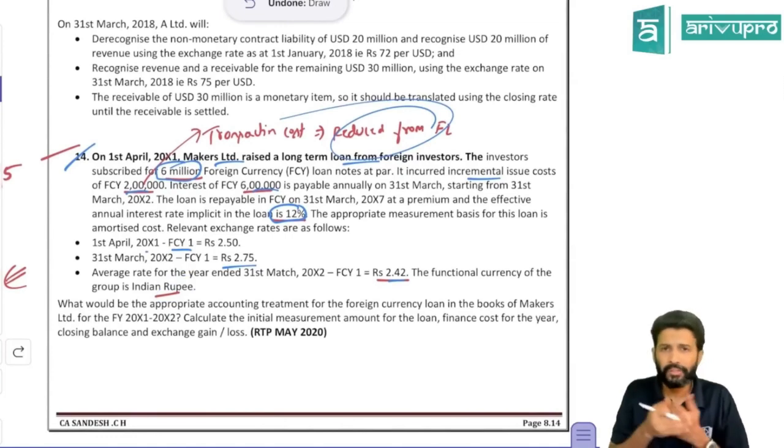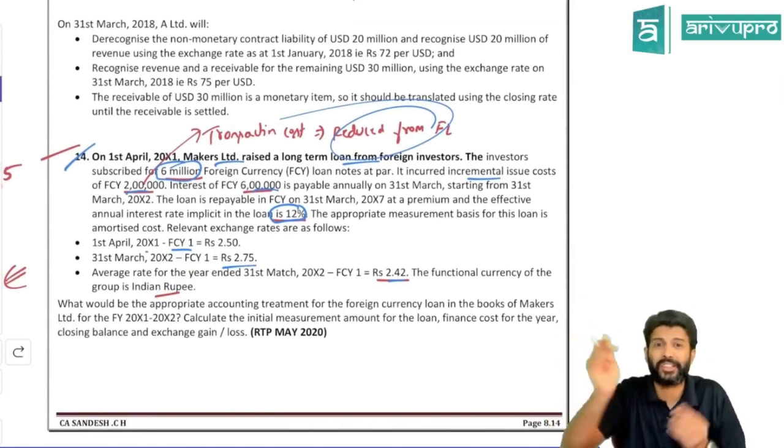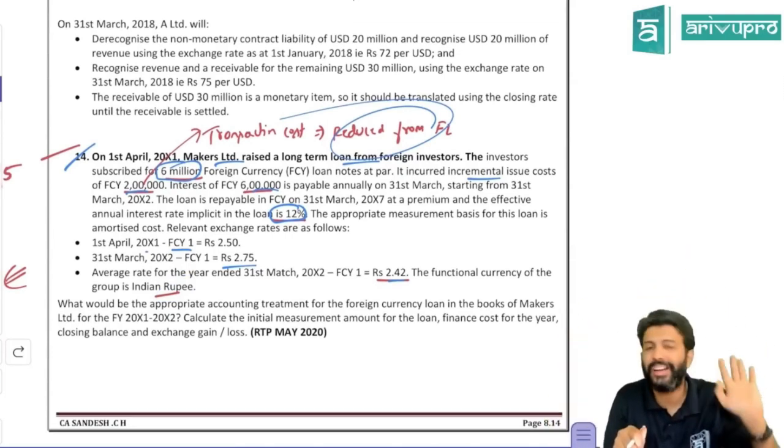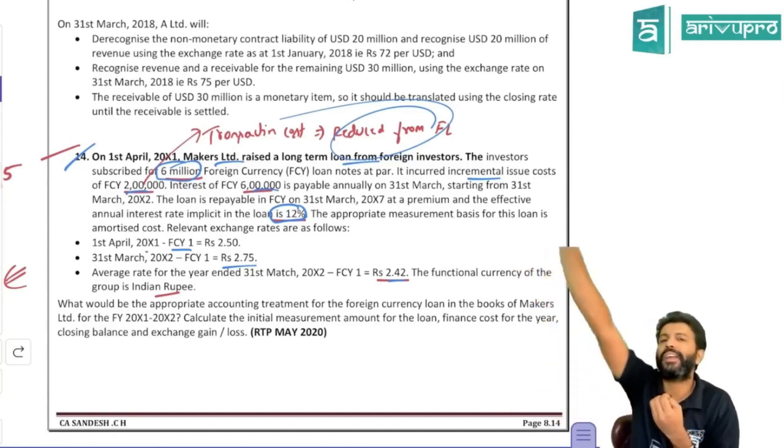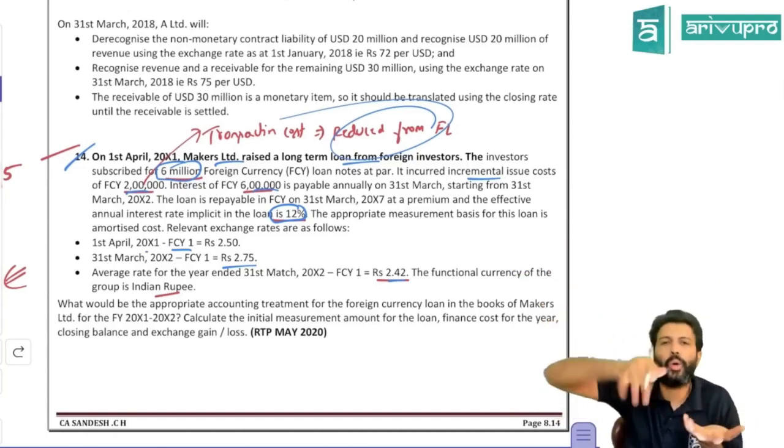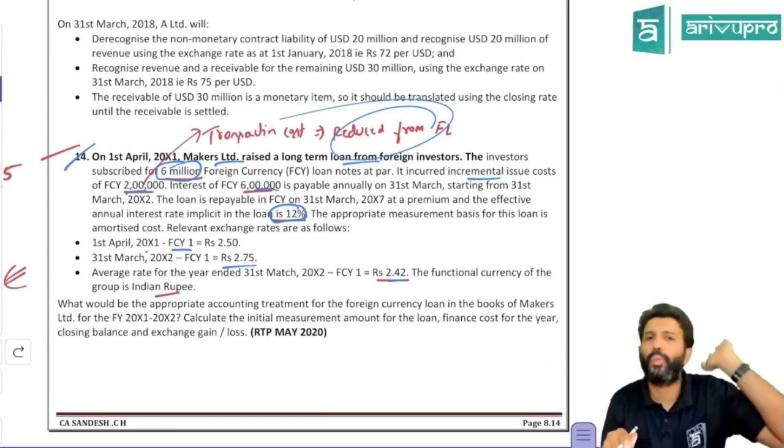Okay. We are an Indian entity. So this is not a translation. This is a foreign currency transaction, right? We have taken a foreign currency loan. That's all. We are an Indian entity. We have taken a loan in foreign currency. That loan now we have to account for. So how do we do the accounting?